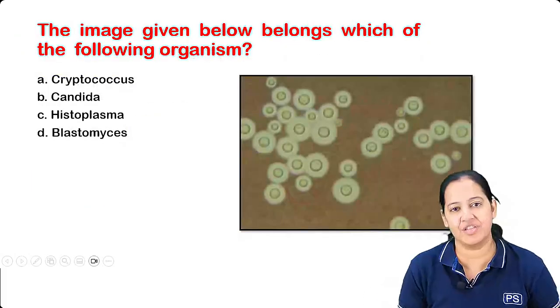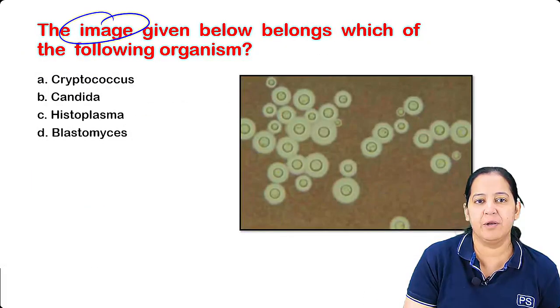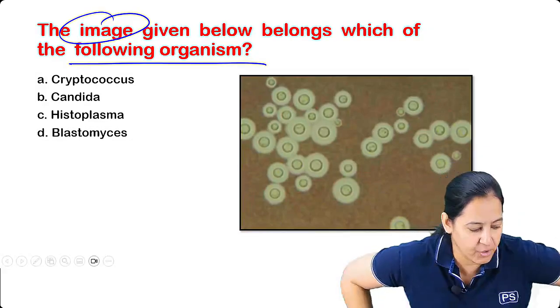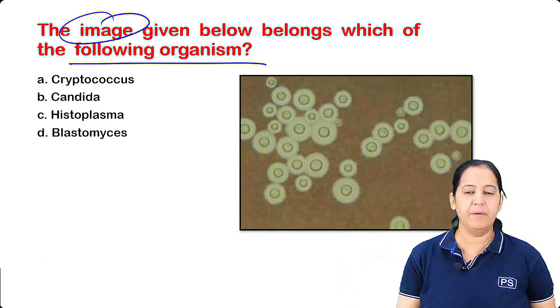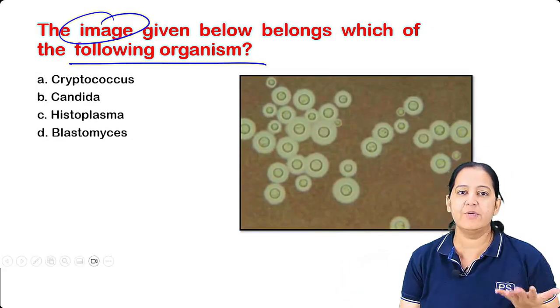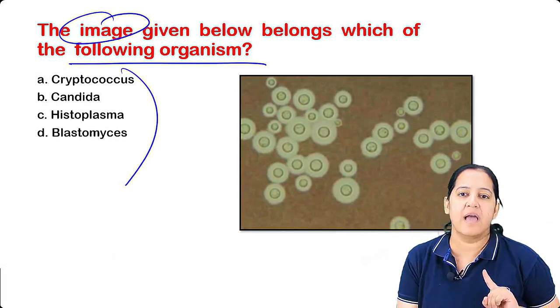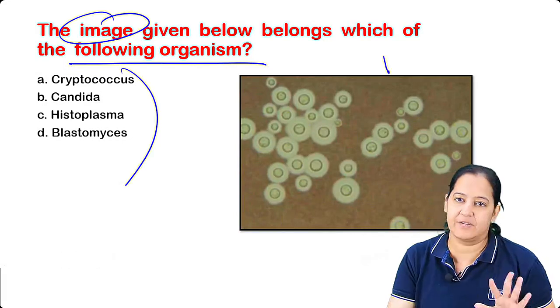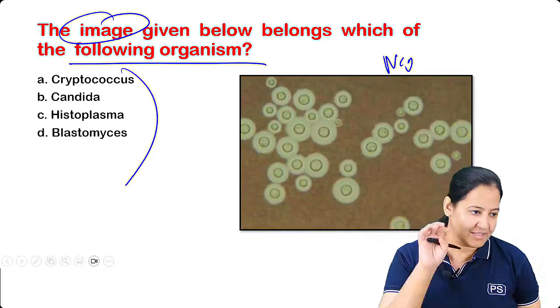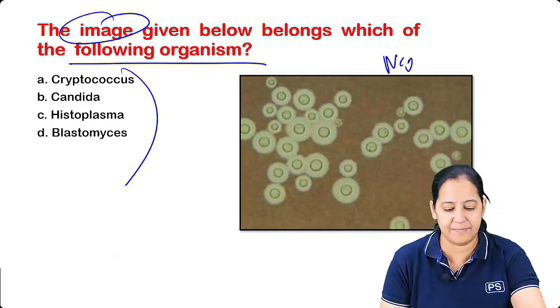So read the question, tell me the answer. The image given below is of which organism? Can you identify the organism? So obviously you can see here all 4 are fungus, and in the image I can see the image is a negative stain because the background is black but the fungus is not black, and I can see the capsules very well.